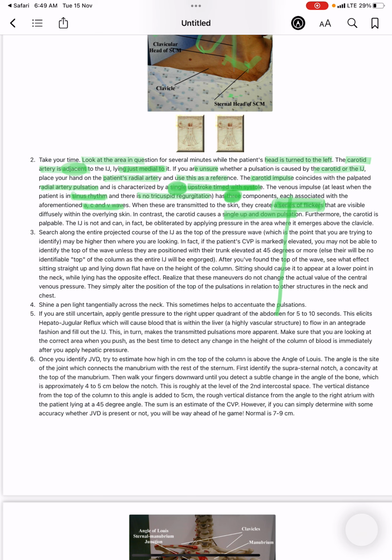Furthermore, the carotid is palpable. The internal jugular vein is not, and its impulse can in fact be obliterated by applying pressure in the area where it emerges above the clavicle.